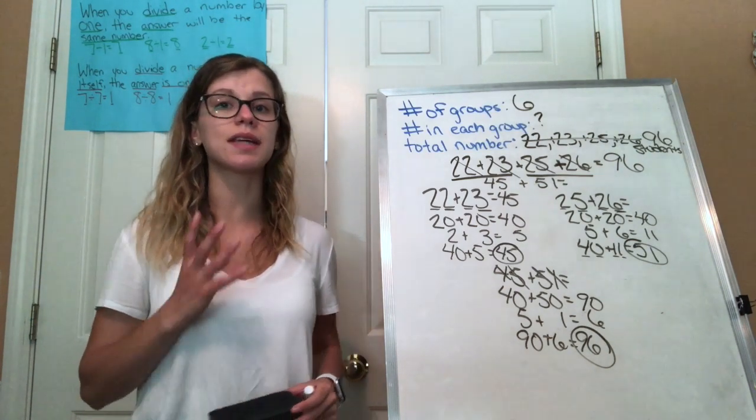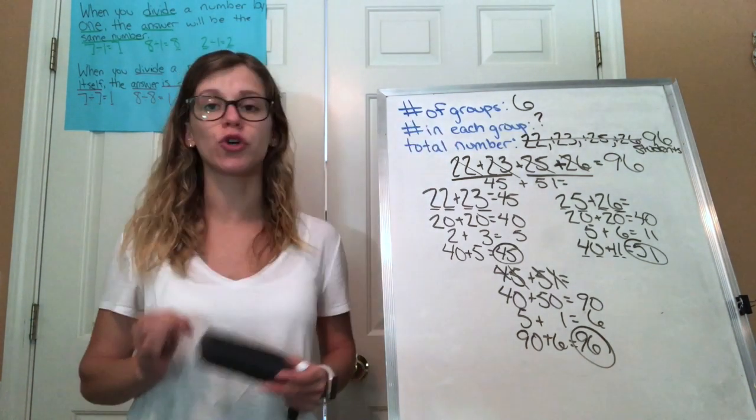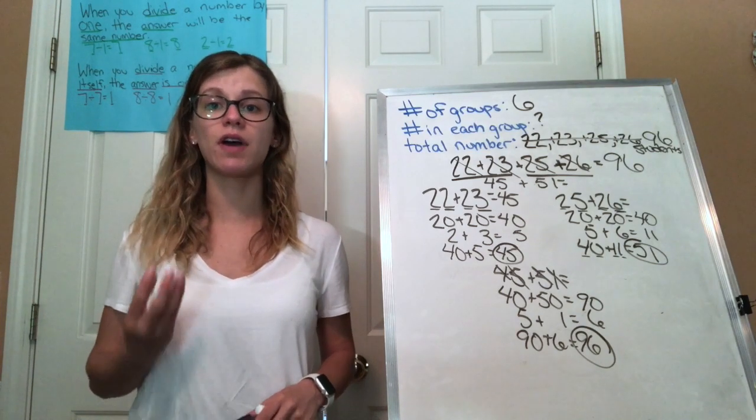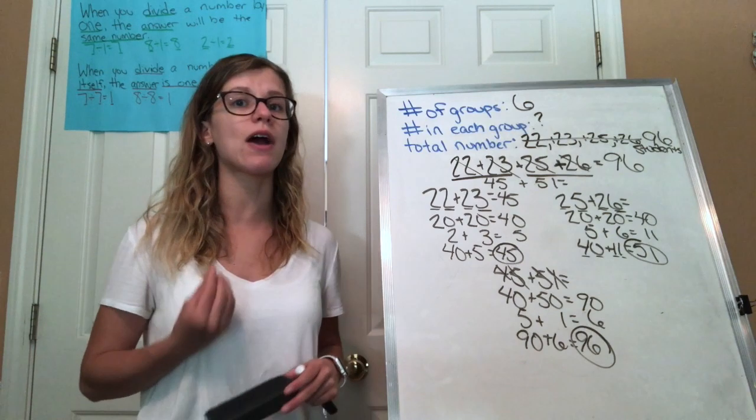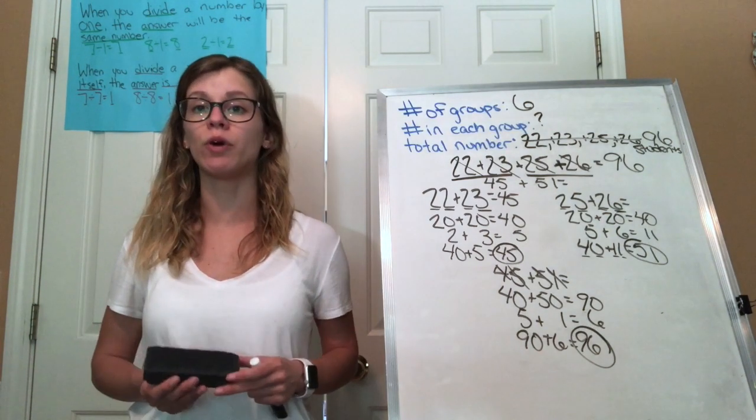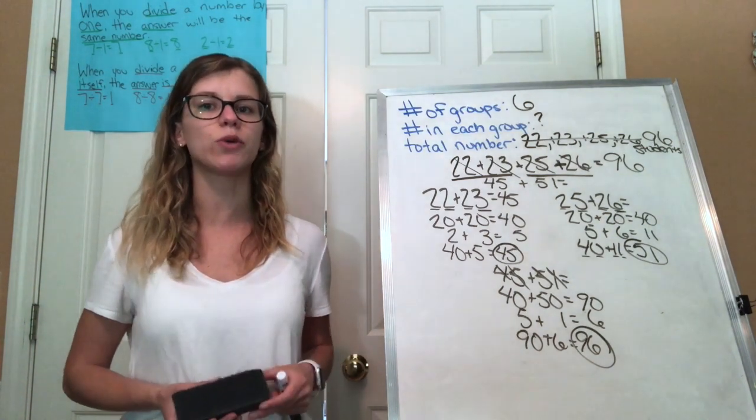I'm not done because it's asking me how many are in each group. I needed to first find the total number of students in 3rd grade before I could figure out how many I can put in each group when there's 6 groups. So pause me and think about, what do I need to do next?